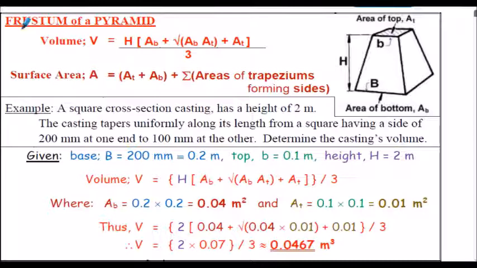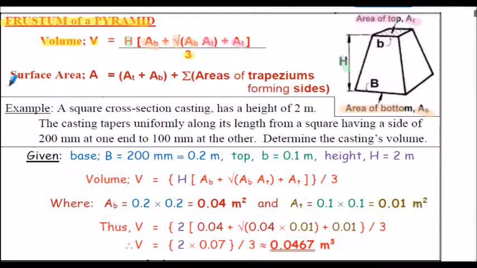Let's consider the frustum of a pyramid. The volume formula shown here, V is equal to the height h of the frustum. And then in the bracket here we have the area of the base, area of the bottom here, and that's added to the square root of the area of the base multiplied by the area of the top shown here, and then that's added to the area of the top, and it's all divided by 3 here.